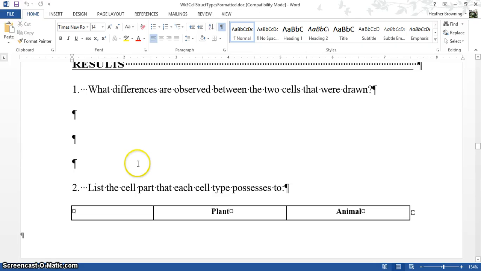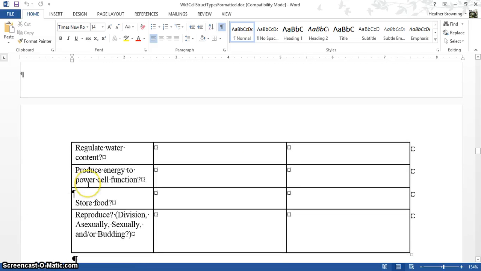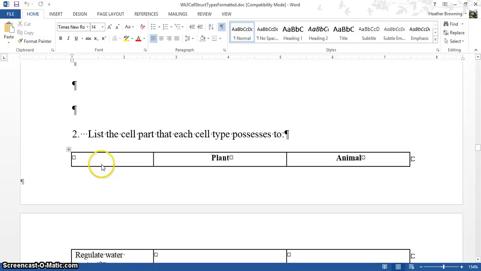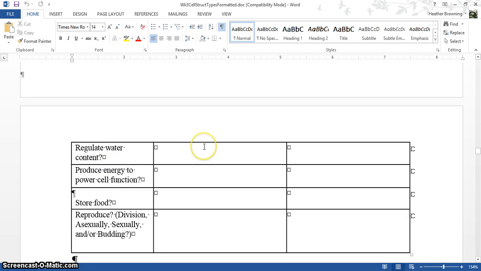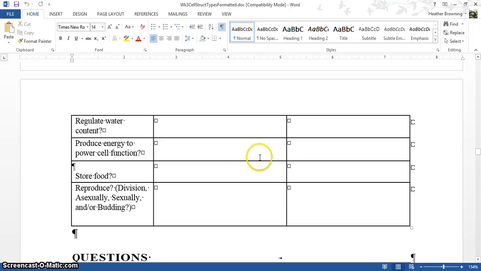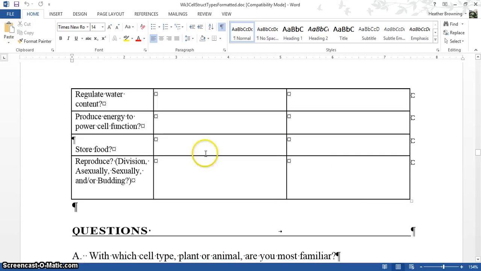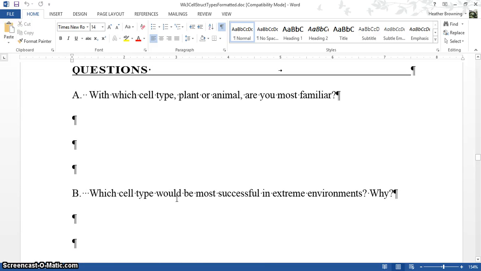Let's see. Okay, then we're going to have your plant versus your animal, right? So, your plant cell, what does it have to do this? Your animal cell, what does it have to do this? Or is it going to eat something? How does it store food? What's the process that we're doing? These should hopefully be different than the previous table because you're looking at other things.